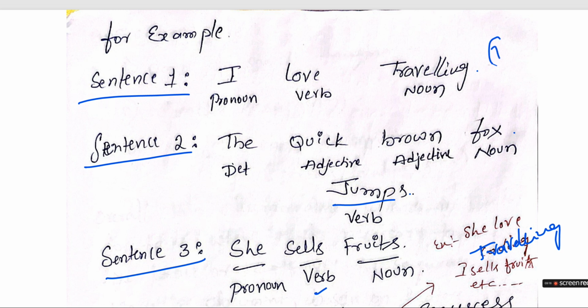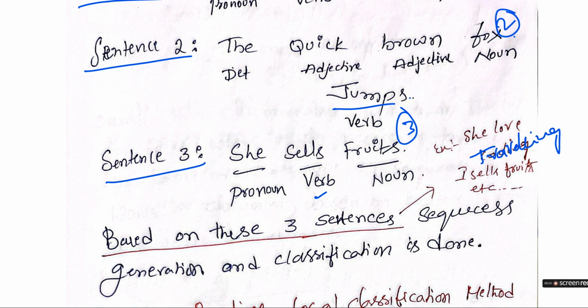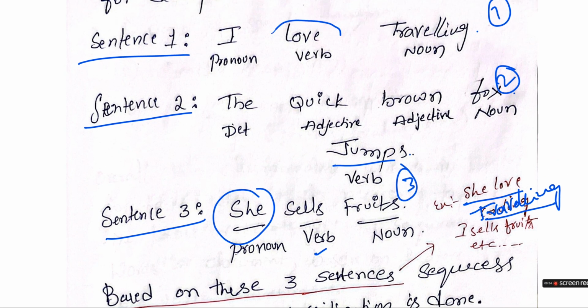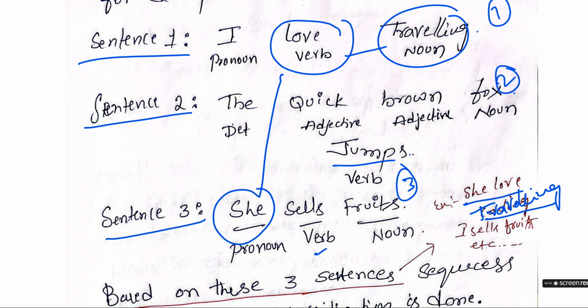From these 3 sentences, we will generate a new sentence. What kind of new sequences will be generated? She love traveling. See here, she is here, love is here, and traveling. Same like that, we will generate one more sequence: I sell fruits, like this.